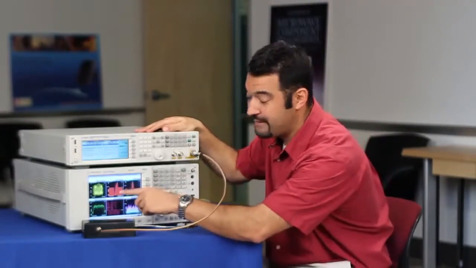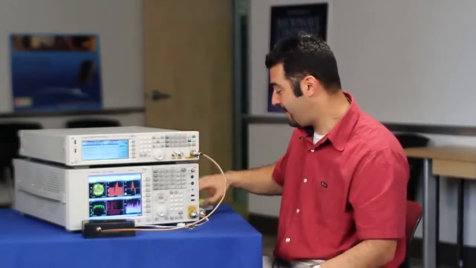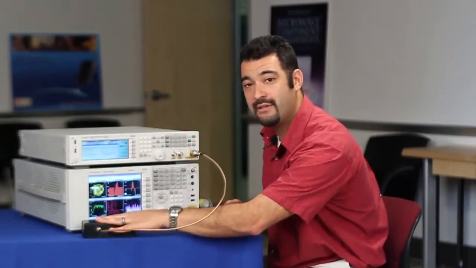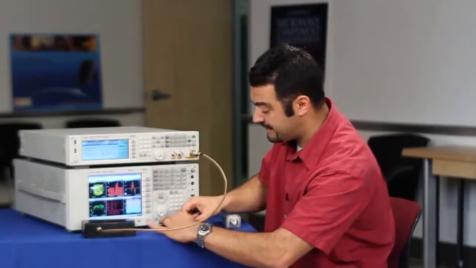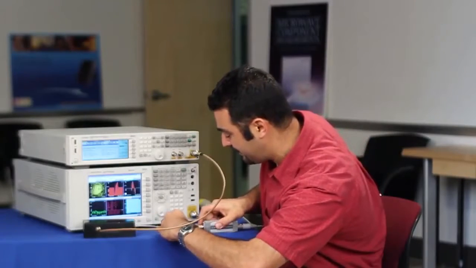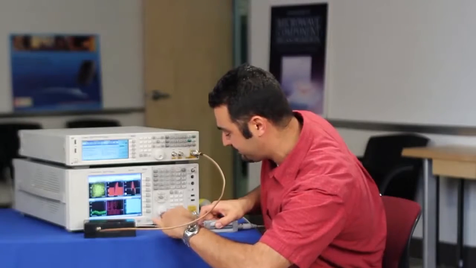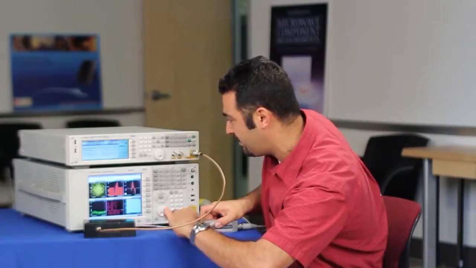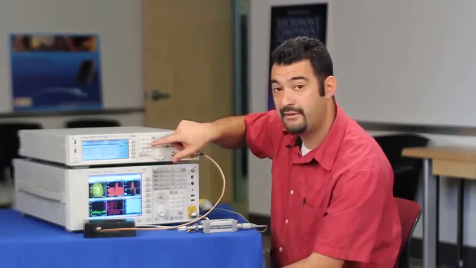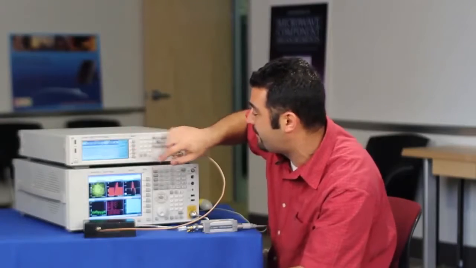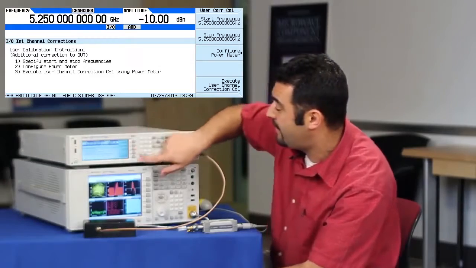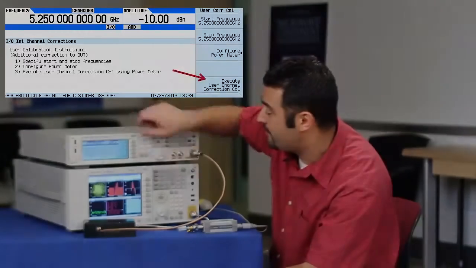Next we want to correct for the amplitude and phase error that you just saw on the VSA. So we're going to take our power sensor that's connected to the MXG and connect it directly to the output of our switch matrix. So what I'm going to do is disconnect it from my power amplifier, take the power sensor and connect it directly to the output of my switch matrix. After this has been done, the next thing you want to do is go to your signal generator and set up the frequency range over which you want to run that calibration. So in this case I'm running at 5.25 gigahertz. I'm going to do it at that carrier frequency. You hit configure and you execute.